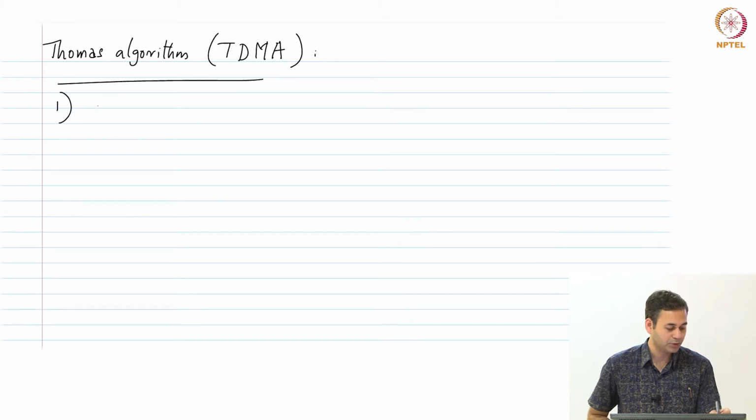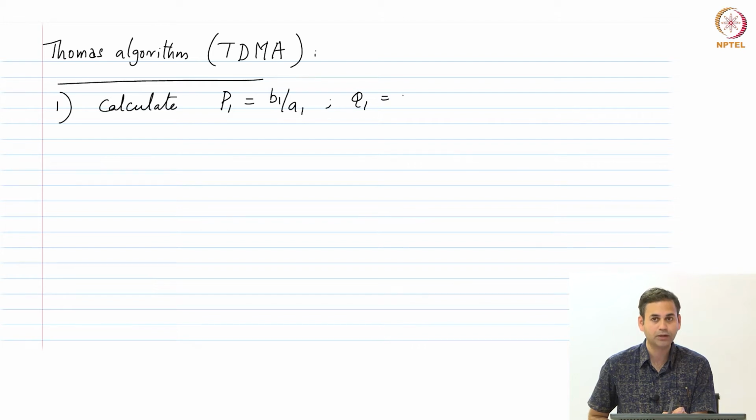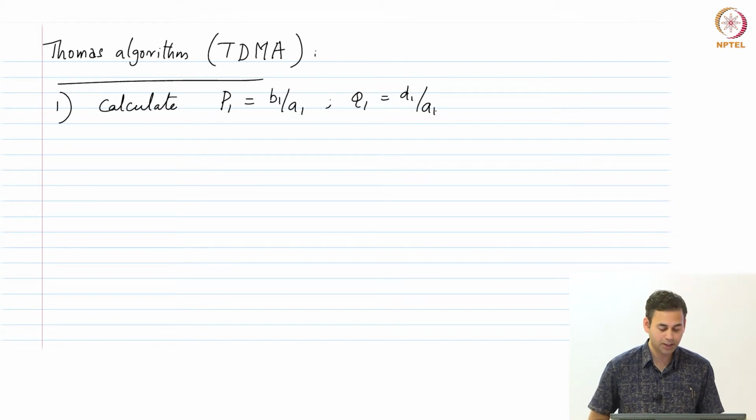So, the first step is to calculate the coefficients Pi and Qi. The first one is P1. What was P1? P1 was B1 upon A1, and Q1 was D1 upon A1, correct? Okay. So, this is P1 and Q1.